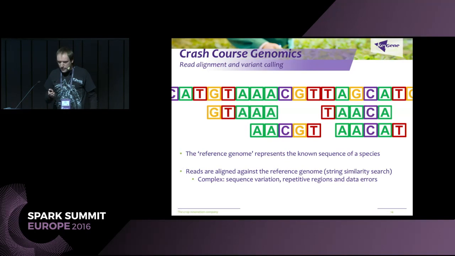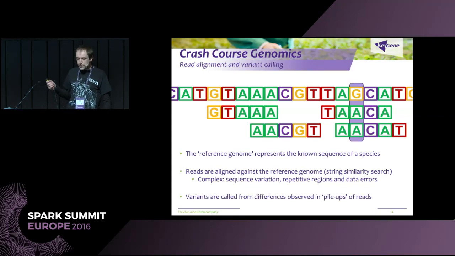And then we have to deal with measurement errors, because the pieces that we can read are not perfect. We have to deal with true variations that are actually the differences between those individuals that we are looking for. And there are a lot of complexities in the genome, like repeats, that make it very difficult to accurately place each of these little pieces on the genome. But once we do this, and we can make a pileup of all these different reads in different regions of the genome, we can indeed identify these differences that we're interested in.